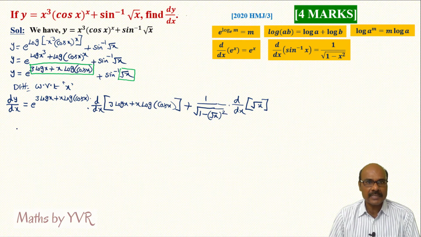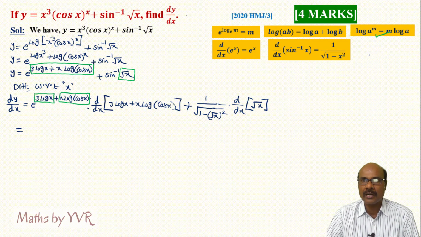Okay, that is equal to, if you observe here, this 3 log x, I am going to write again as log x cube by using the log a power m formula. Similarly, this x log of cos x term also I am going to write as log of cos x whole power x. That means these two terms are in the form of m log a.